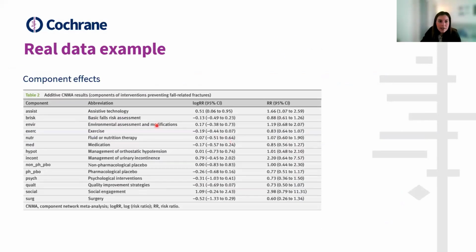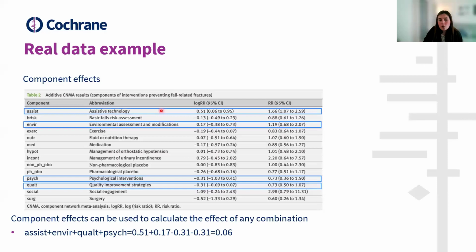So these are the results. In this table, we can see the component effects on the log risk ratio and on the risk ratio scale. And by applying the additive CNMA model, we have obtained the effects of each component separately. So we can use these component effects to calculate the effect of any combination, even if this combination has not been observed in the included studies.